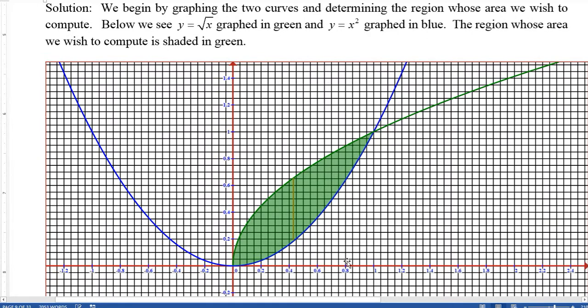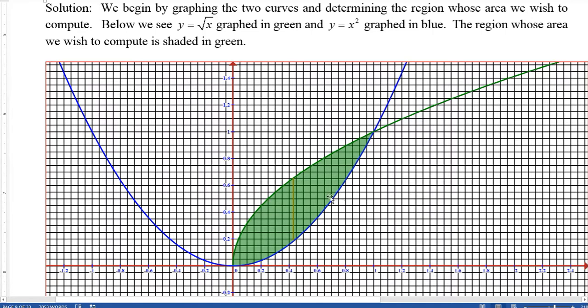So once again, the key, I think, is to sketch the region. You need to identify these places where they cross so that you know what your limits or boundaries are on your integration. And then what we want to do is figure out what this vertical strip is right here and see what its height is.